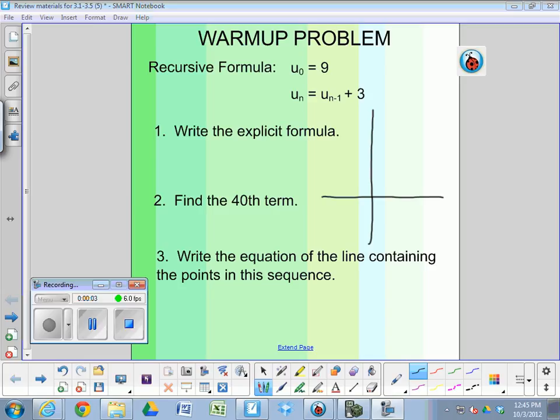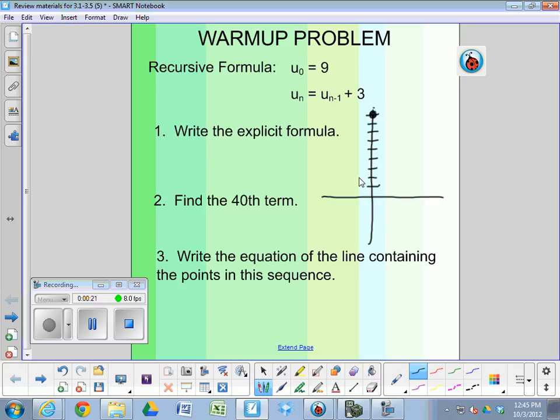All right, so with the recursive formula u0 equal to 9, where would that point be located on the grid, on the graph? Rena? On the y-axis. On the y-axis, up how far? 9. 9 units. 6, 7, 8, 9. So that would be the 0 term.